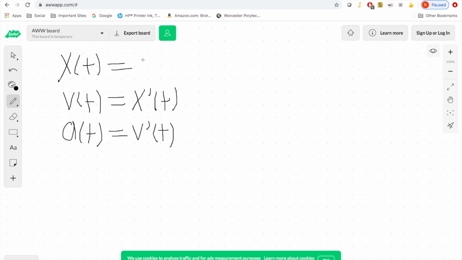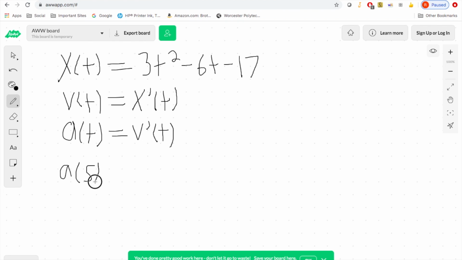Say that x of t equals 3t squared minus, just so we don't get confused between my t's and my pluses, I know I need to differentiate them more, but I'm just going to use minuses for now, minus 6t minus 17. And say that our question is to find what a of 5 equals. So let's go down this little ladder here.